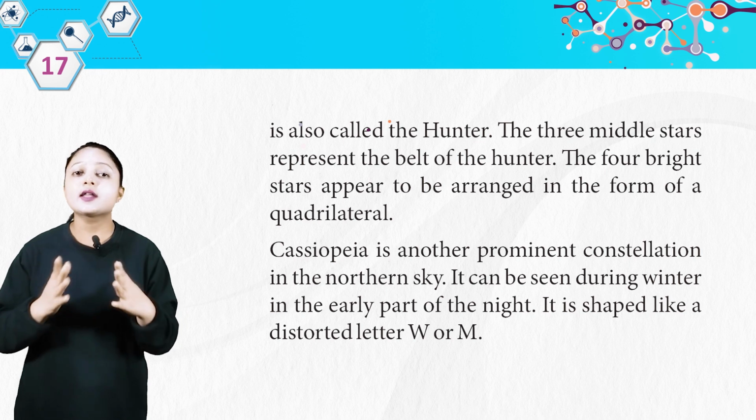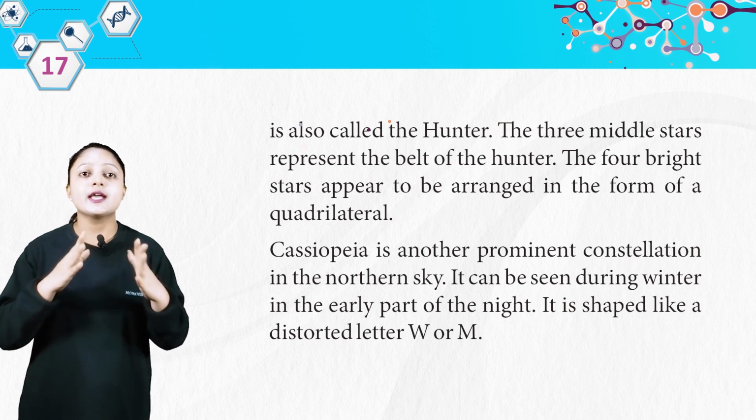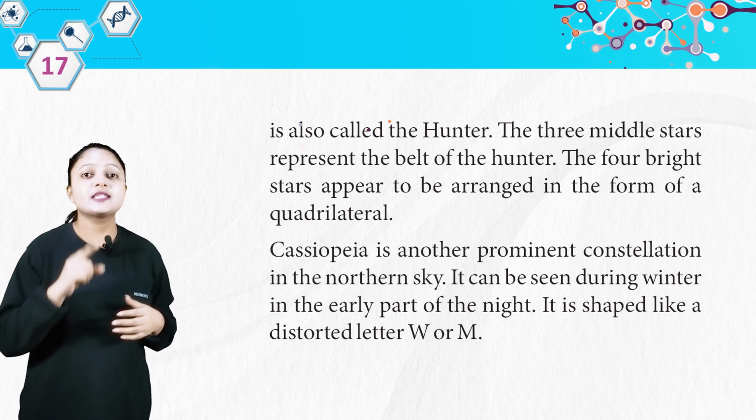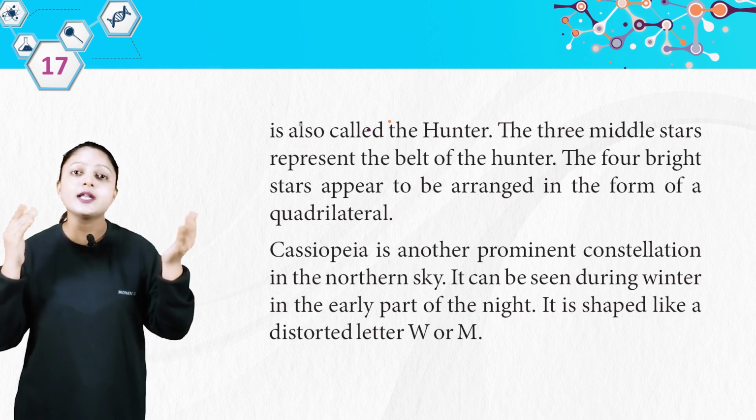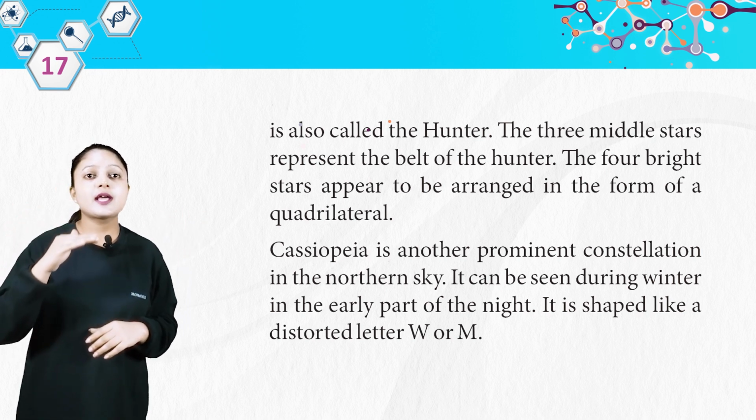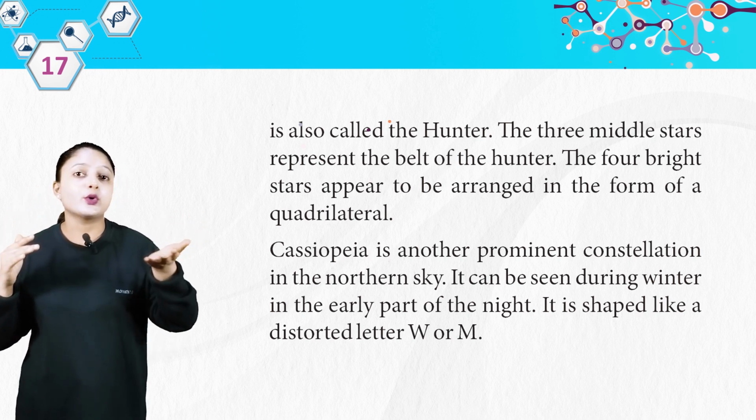Cassiopeia is another prominent constellation in the northern sky. It can be seen during winter in the early part of the night. It is shaped like a distorted letter W or M.